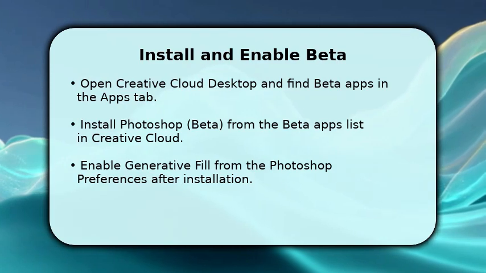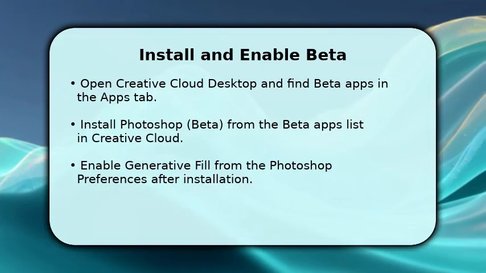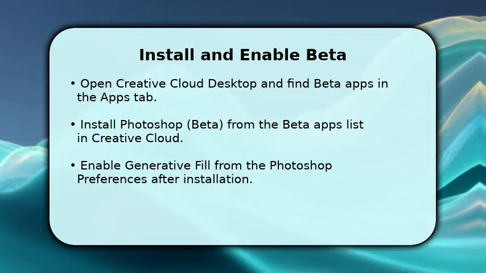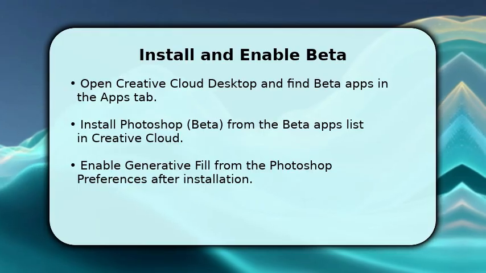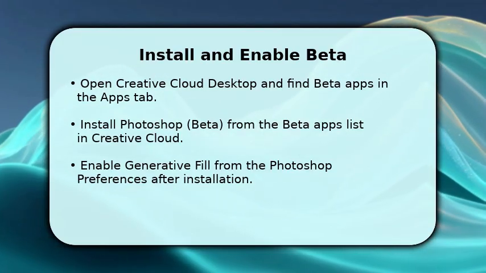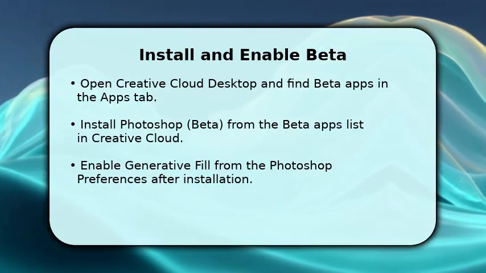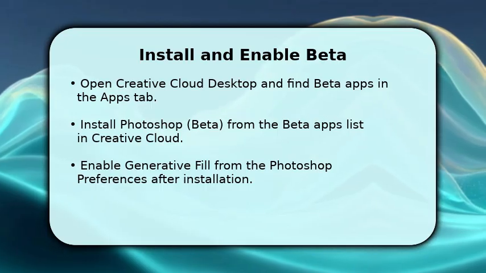Next, install the beta through Creative Cloud Desktop step by step. Open Creative Cloud Desktop and go to the Apps tab, then select Beta Apps. Locate Photoshop Beta and click Install to download the beta build to your machine. Launch Photoshop Beta and sign in with the same Adobe ID if prompted.